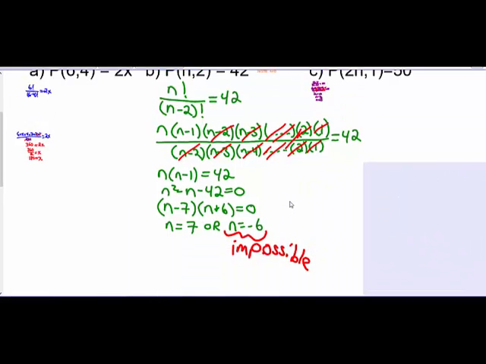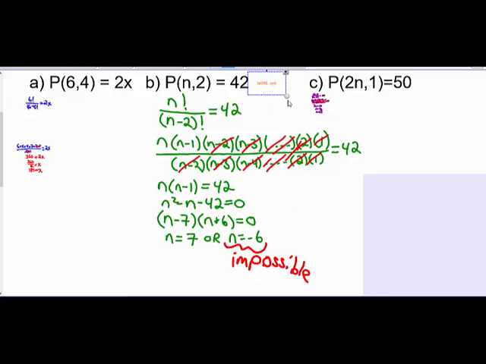Now, the last thing to understand here, I left myself a note so I wouldn't forget. When we get to the end and we find that n could have been 7 or n could have been -6, we want to understand that n being -6 is impossible. Our original question said we have a certain number of items and we're going to place or organize 2 of them on a shelf. So we couldn't have had -6 from the start. That just doesn't make sense.